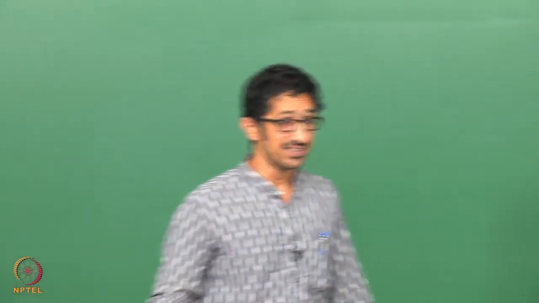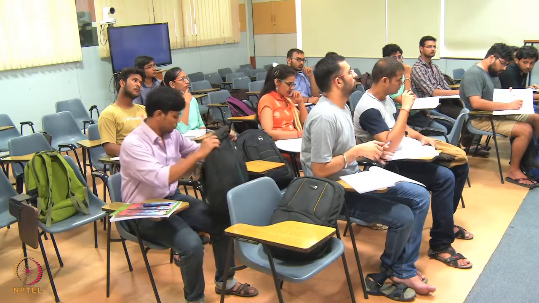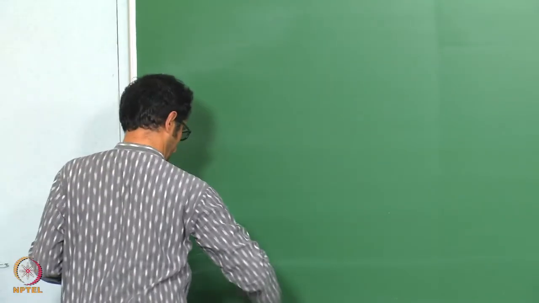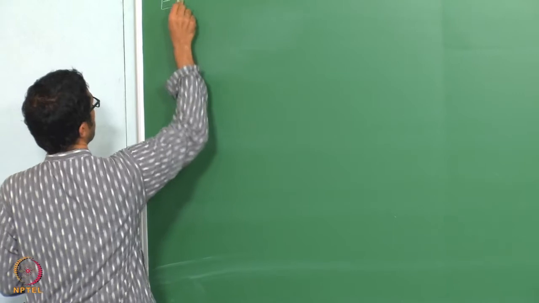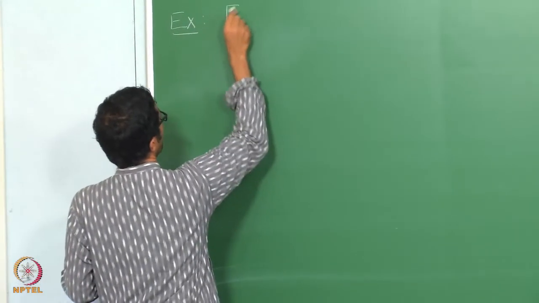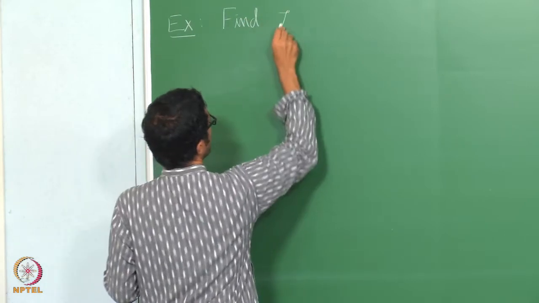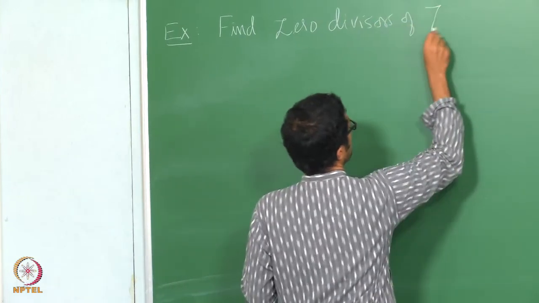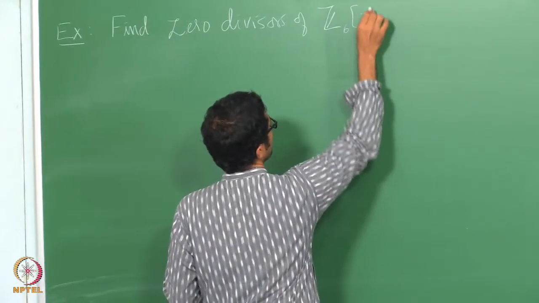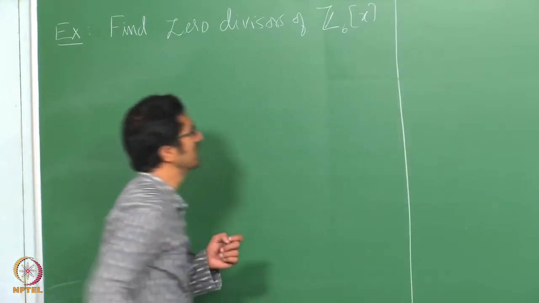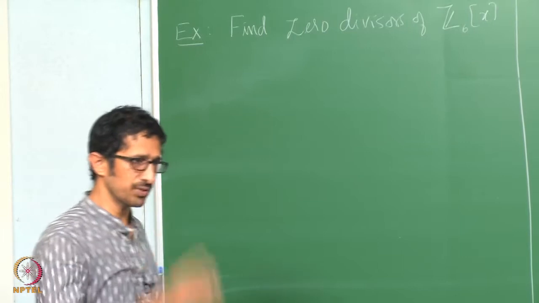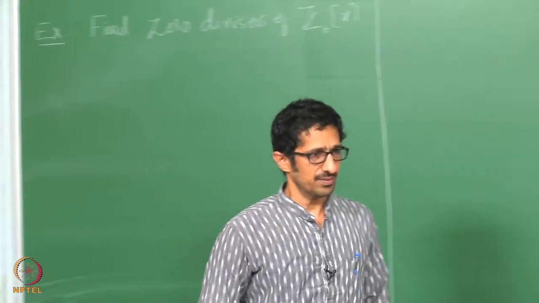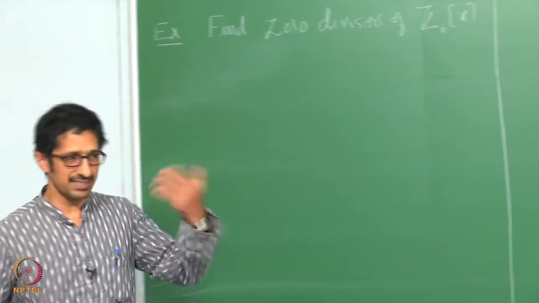Yeah. Sir, actually my doubt was to find the number of... Okay, so this is an exercise. Find zero divisors of Z6. Once you know Z6, you can probably do it for Zn. I can give you the answer, but it's better that you try to understand that, and then we will discuss this.